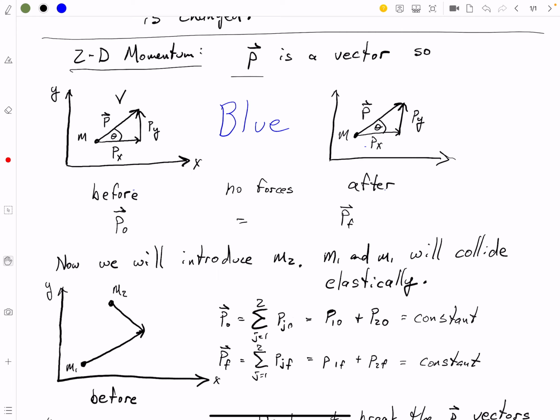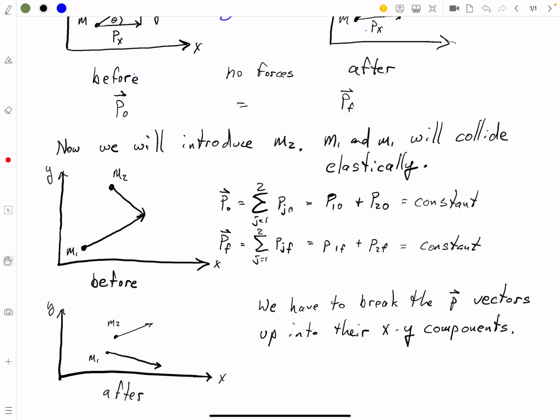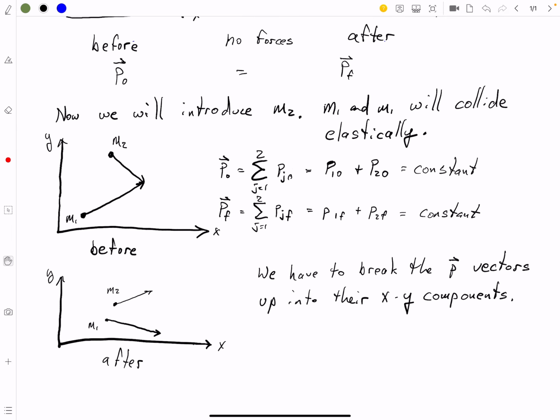So now we're going to introduce into our system another particle. Okay, so M2 and M1 are going to collide. So M1 and M2 will collide elastically. Let's do it elastically. It doesn't matter, but we're going to do it elastically. So that we've got our initial momentum. That's going to be the initial momentum of each of the particles added together, okay?